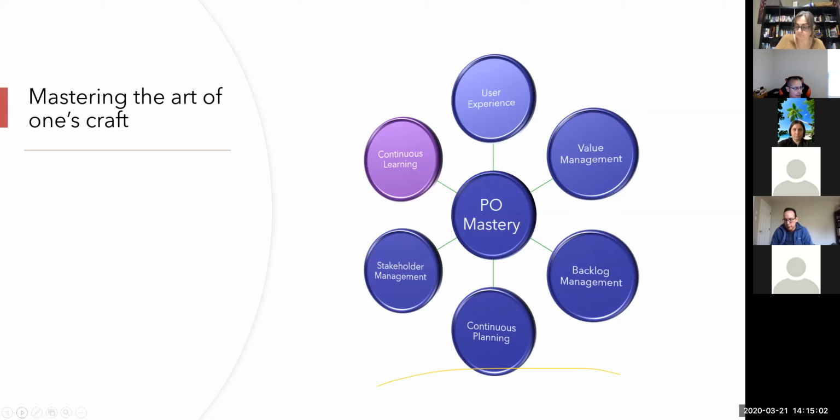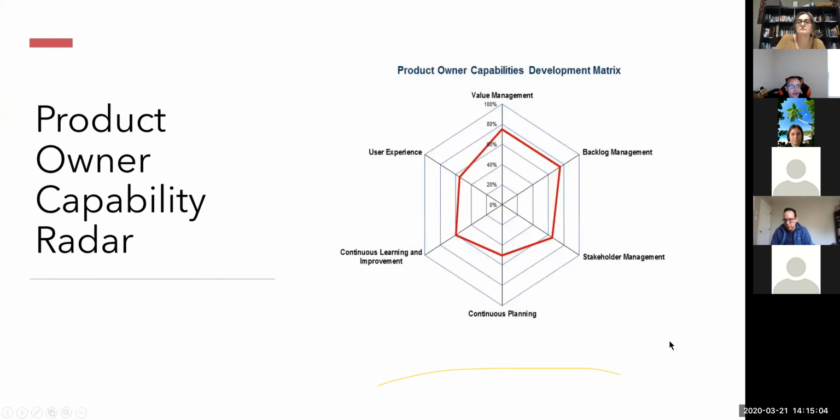I have a tool out there. It's on my website. We'll show you at the end. But this was my actual product owner capability matrix when I was a product manager. I was doing pretty well. I put in some information on evaluating myself.